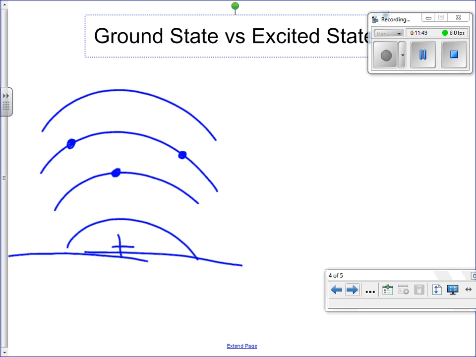Everything is in the lowest energy level that it possibly can be. So we could assume that there's probably 2 electrons in this first shell. This is n equals 1. That means the first shell. And this is n equals 2. That's the second shell. That's it. That's what that n means. What shell are you looking at?